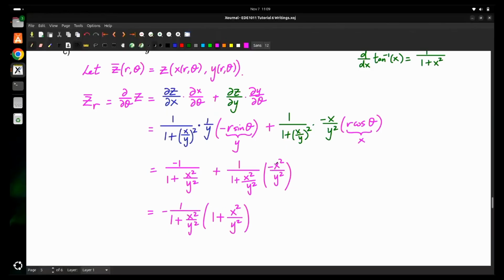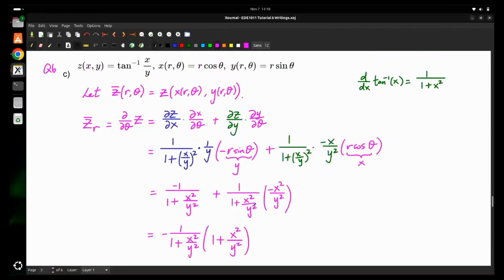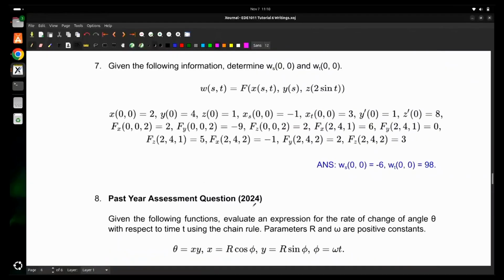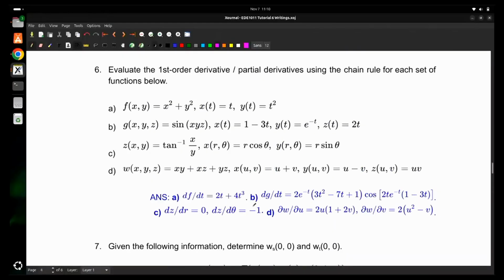Agree or not? Agree, then I'm in trouble. I got minus 1. Is that a mistake? Is either my answer wrong or my working wrong? dz dr. Wait. You are looking at part C, is it?